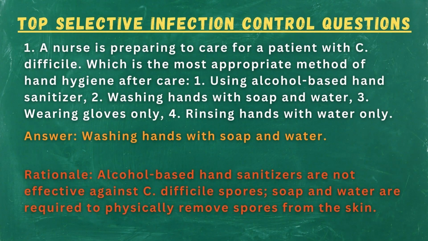1. A nurse is preparing to care for a patient with C. difficile. Which is the most appropriate method of hand hygiene after care? 1. Using alcohol-based hand sanitizer. 2. Washing hands with soap and water. 3. Wearing gloves only. 4. Rinsing hands with water only. Answer: washing hands with soap and water. Rationale: alcohol-based hand sanitizers are not effective against C. difficile spores. Soap and water are required to physically remove spores from the skin.